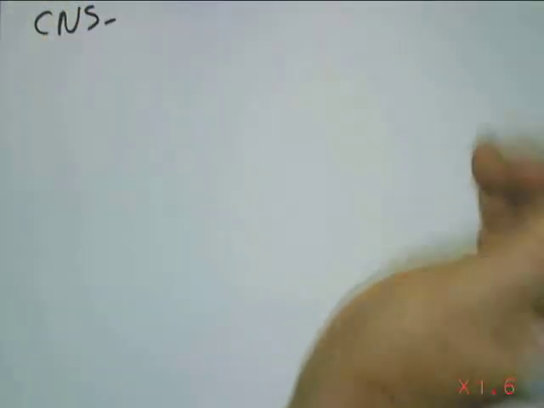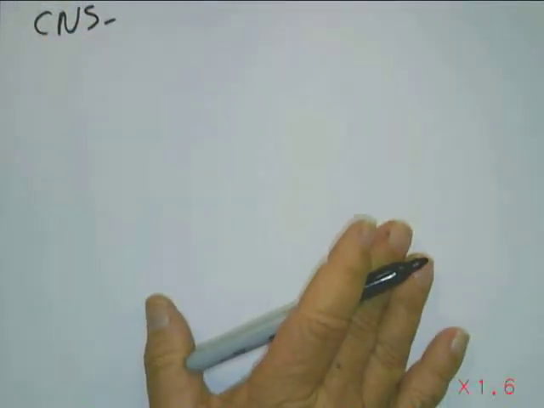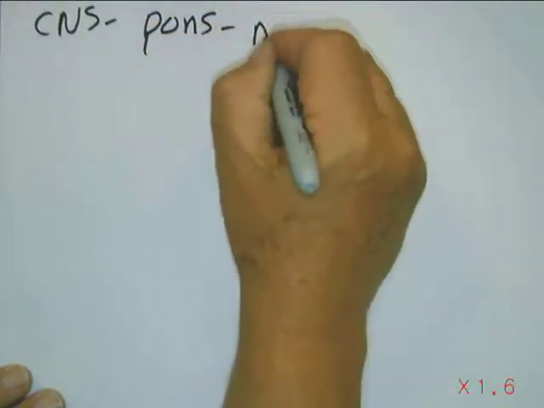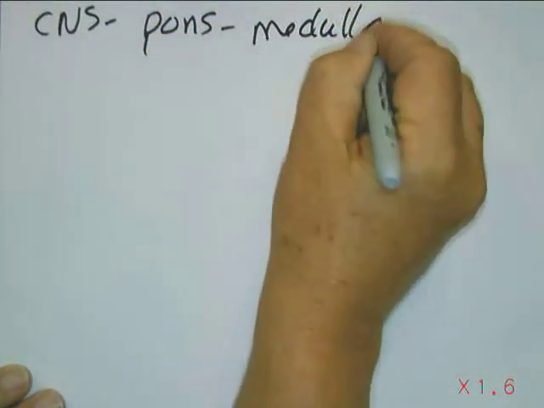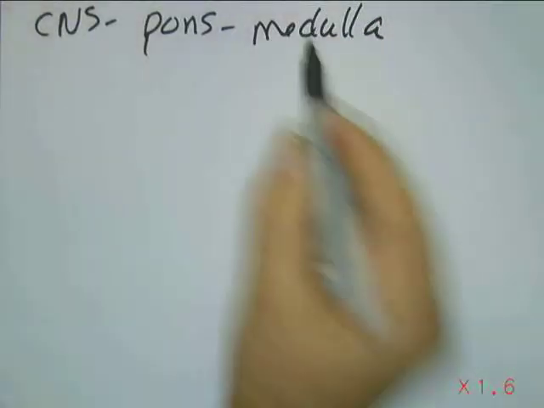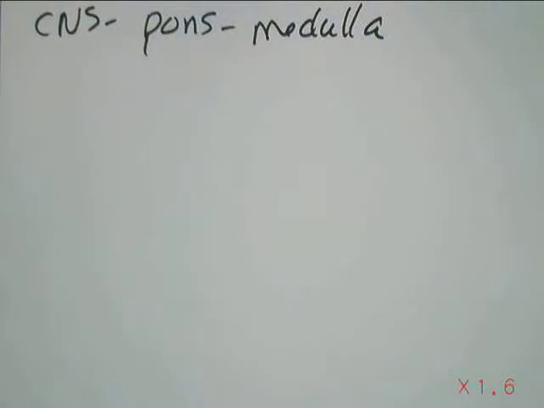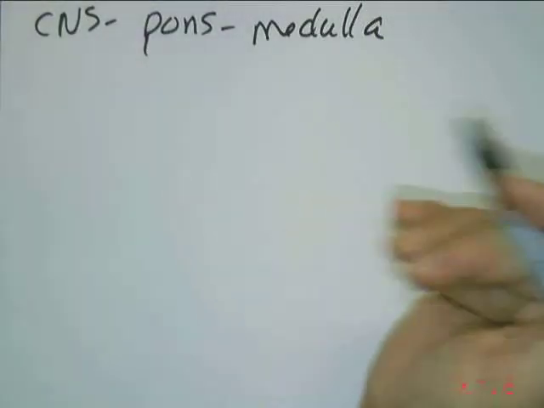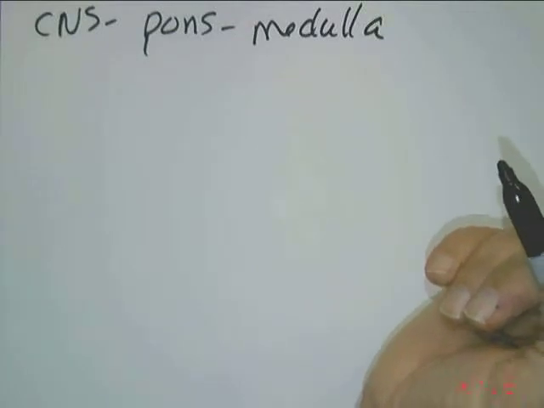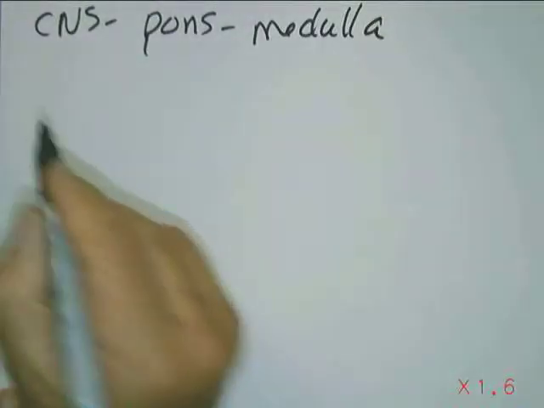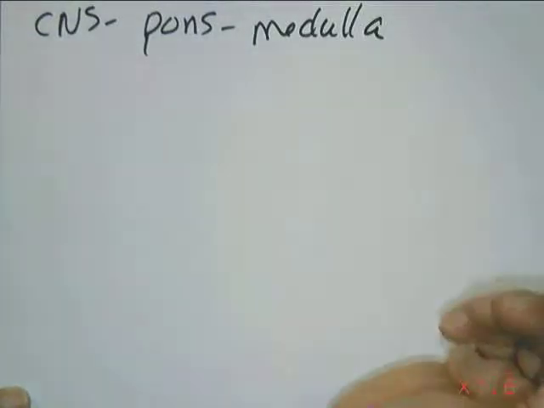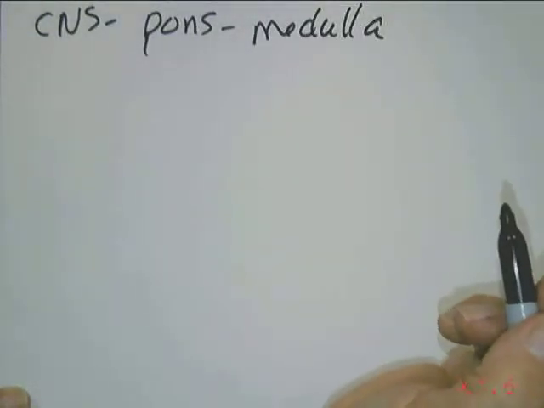CNS: the two main parts involved in the central nervous system are the pons and the medulla, at the base of the skull. If either of those is damaged, you'll have problems initiating the breathing reflex. You don't need to go into more detail as to how the process works, but do be aware where that process occurs.